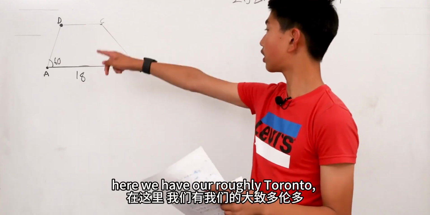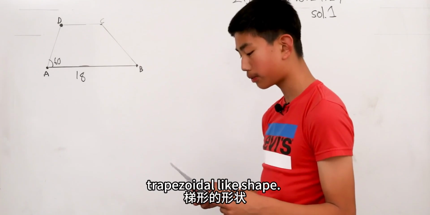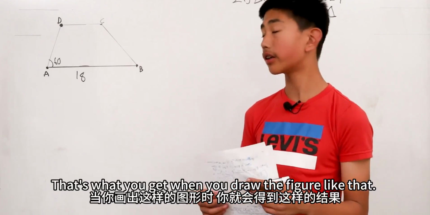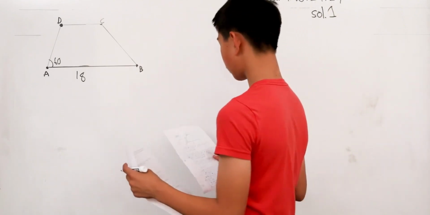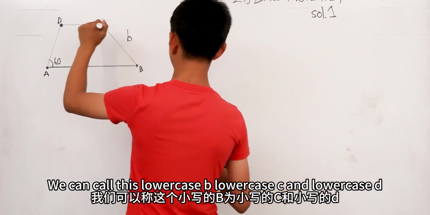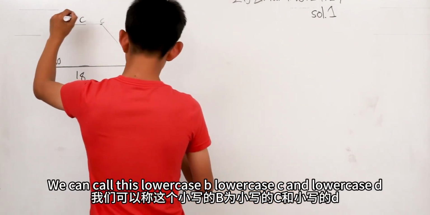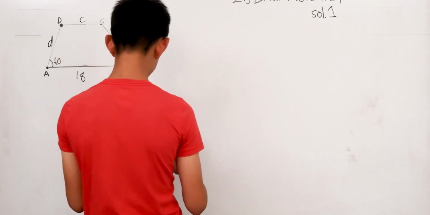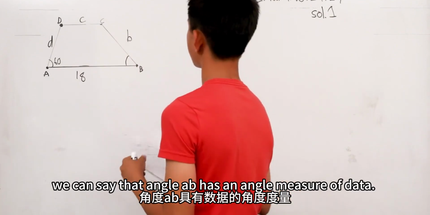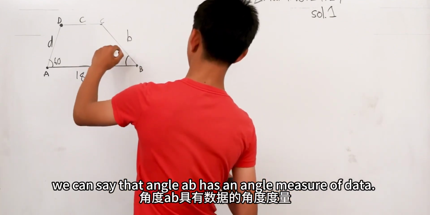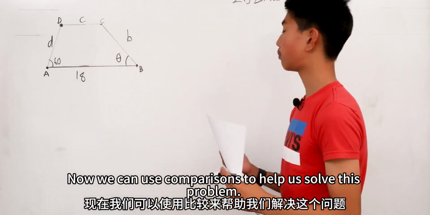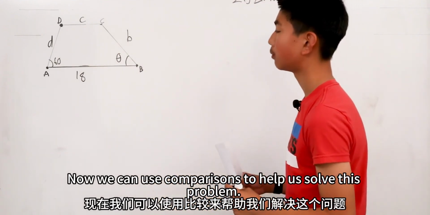So here we have our roughly drawn trapezoid-like shape. That's what you get when you draw the figure like that. Let's just form variables for the other sides. We can call them lowercase b, lowercase c, and lowercase d. Well, this follows that we can say that angle B has an angle measure of theta. So now we can use comparisons to help us solve this problem.